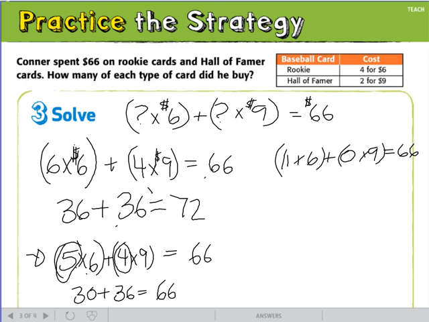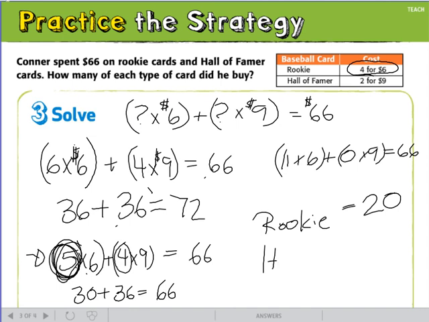Nobody's figured this out? 11. He bought how many packages? How many cards? 20. He bought 5 packs. So the rookie cards. He bought 20 cards because he bought 5 packs of 4.